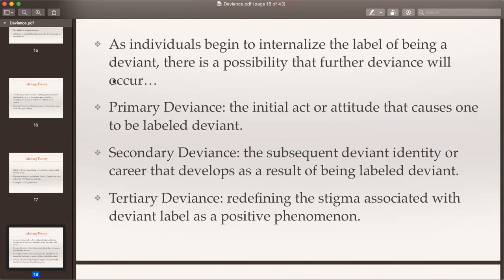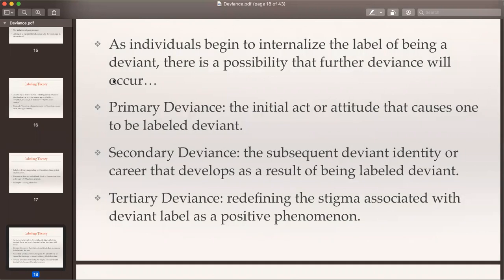Secondary deviance is the subsequent deviant identity or career that develops as a result of being labeled deviant. So what does that mean? Well, essentially, the primary act was stealing the cell phone cover. You get caught. And then you decide, you know what? Everyone views me as a criminal. Everyone views me as a delinquent or a deviant. I'm just going to run with this.